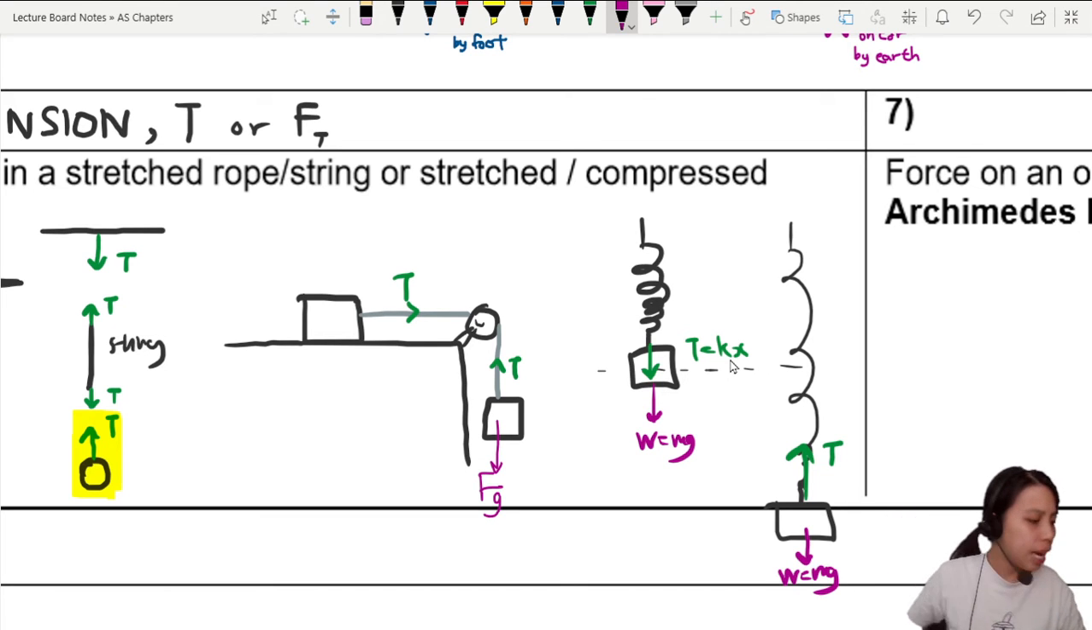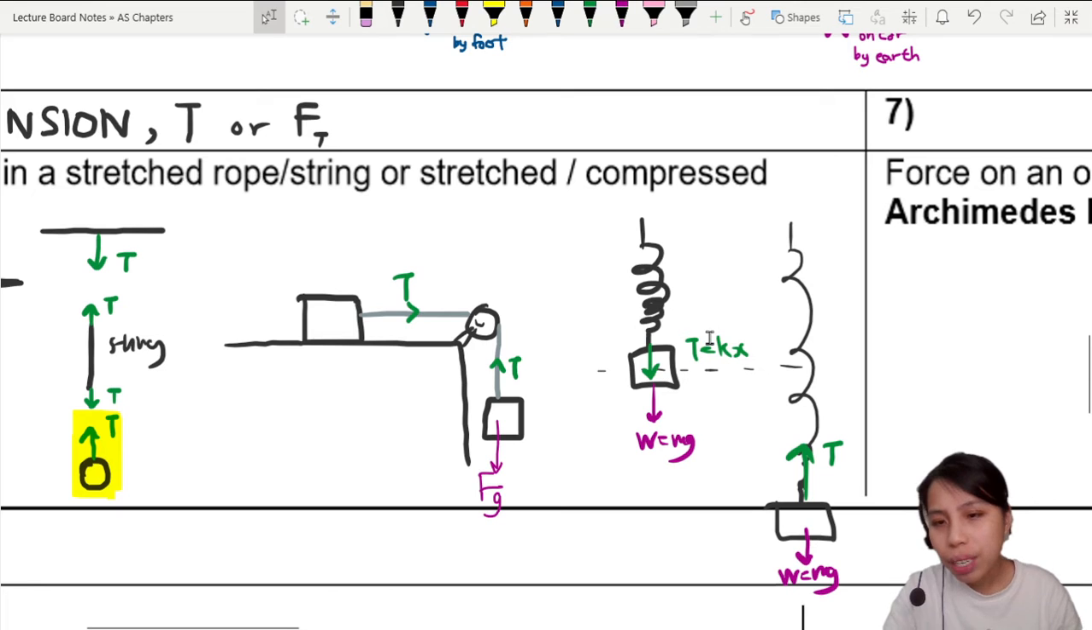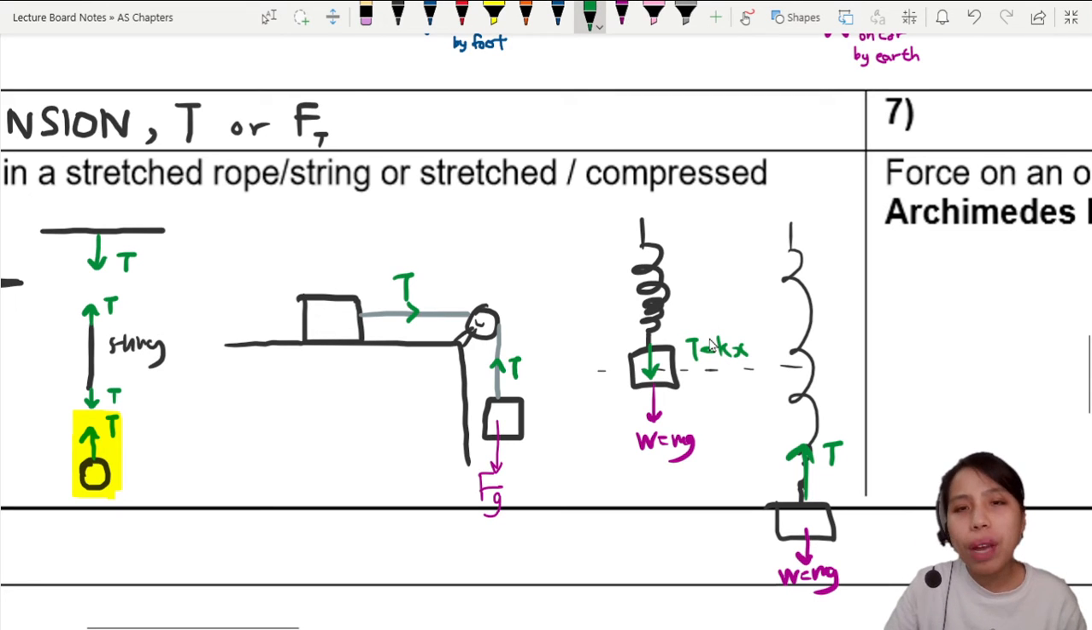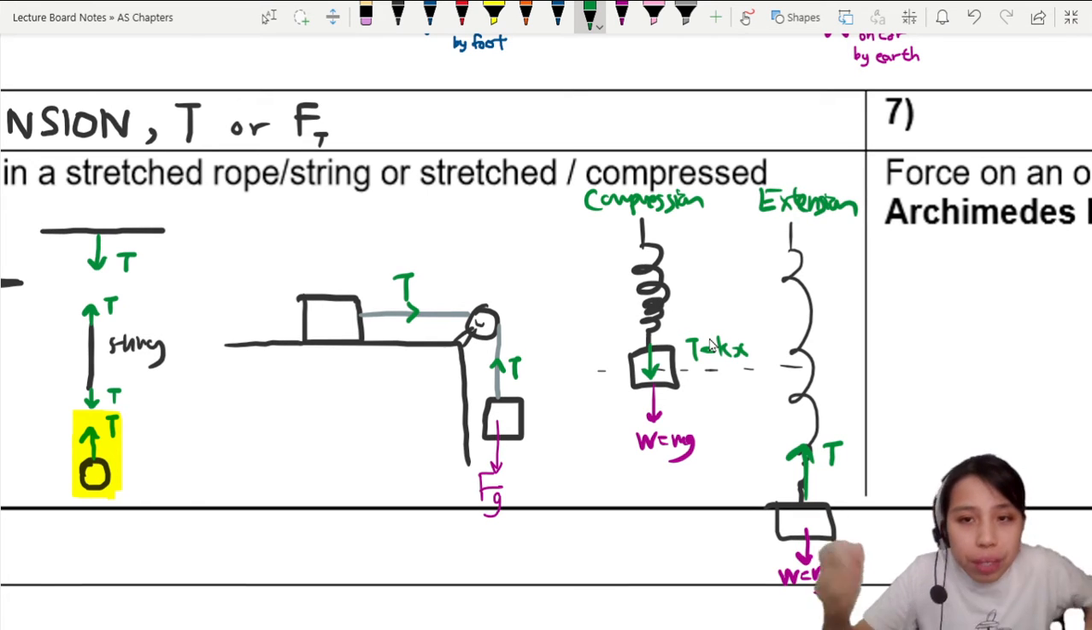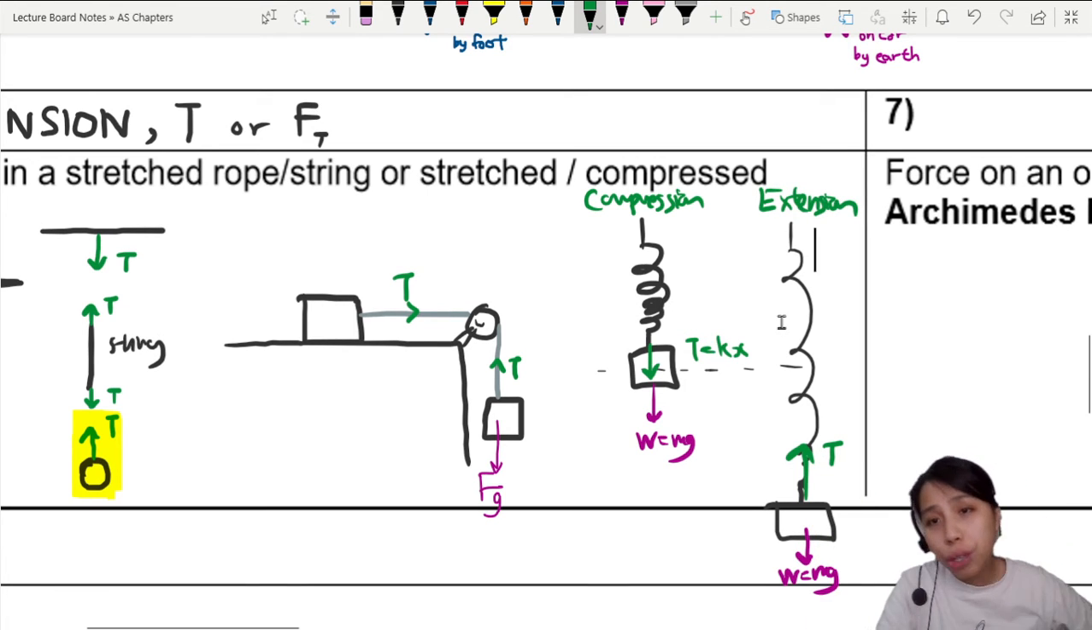If we put together everything though, how would it look like? Oh, well, wait, I need to write the names here. This is a compression. That's why a tension force appears. And this is a stretching or extension. That's why a tension force appears. It can work both ways. You squash something, you pull something, a tension force will appear.